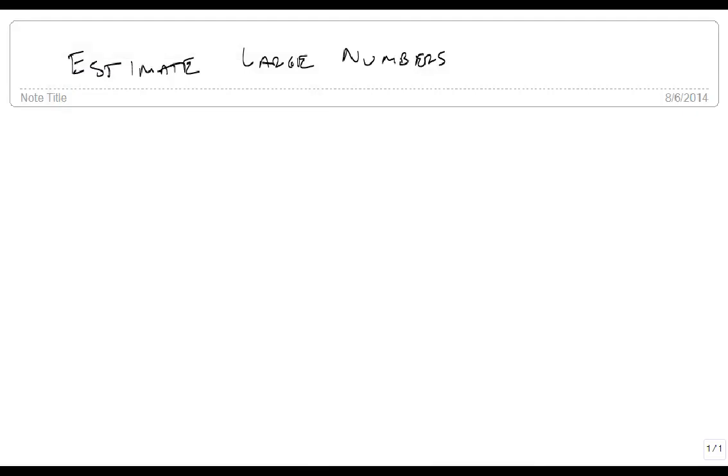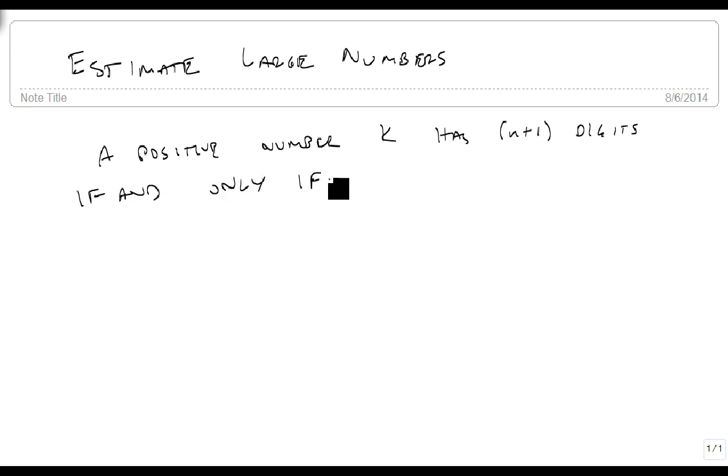We're going to estimate large numbers, and we're going to do this using a really cool fact of math, which I'm not going to take time to prove now, but we'll talk about later. It turns out that a positive number, k, has n plus 1 digits if and only if log k is in the interval n to n plus 1.